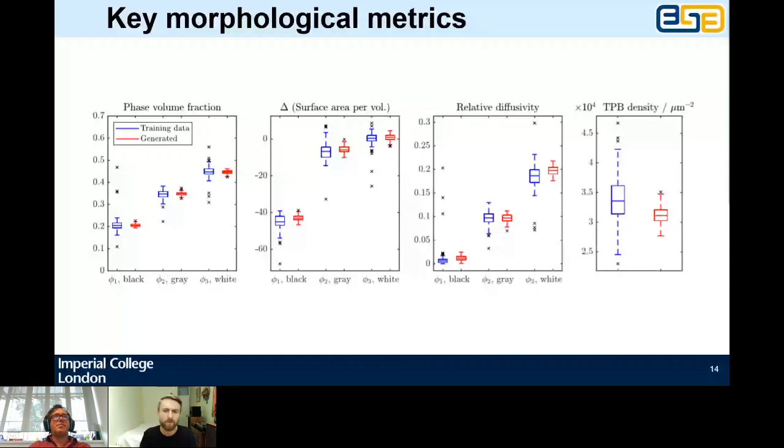Another way to understand microstructural data is the 2-point correlation function. And again, comparing our data set to our generated samples, we find that they are extremely similar indeed. So that's, to some extent, a solved problem. What can we do with this that's actually useful? So here are a few examples.